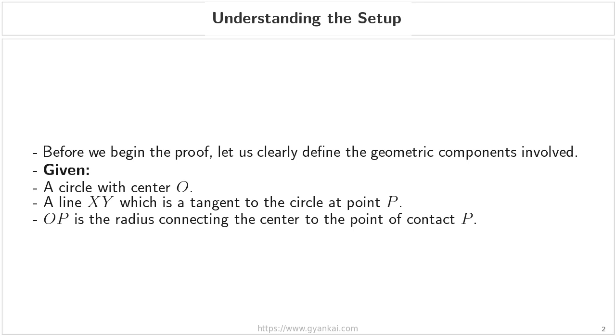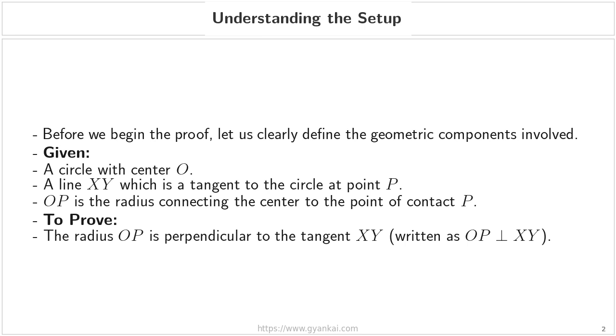Imagine a circle, and let's label its center as point O. We have a straight line, which we will call line XY. This line is a tangent to our circle, and it touches the circle at one specific point, which we'll call point P. Now, if we draw a line segment from the center, point O, to that exact point of contact, point P, we have our radius, which we'll refer to as OP.